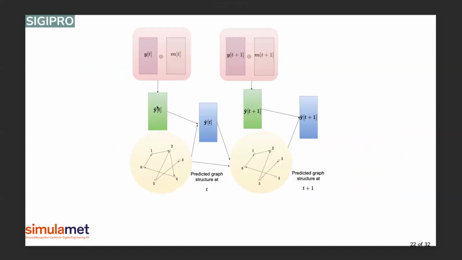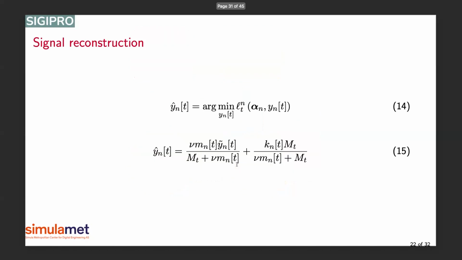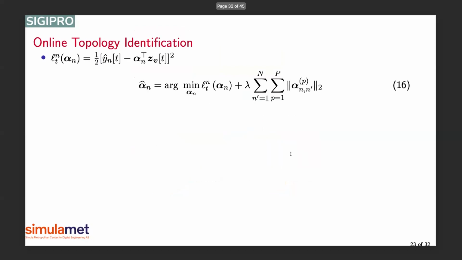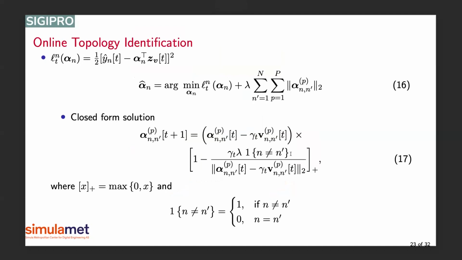So if you see, at time t, we have the observation and the prediction from the previous time step. Our goal is to reconstruct the signal and estimate the graph together, which is a non-convex problem. We convexify it so that it is mutually separable and can be solved alternatingly, where we have two problems. One is signal reconstruction, and second, topology identification. For the signal reconstruction part, we have a closed form solution as equation 15, and for topology identification, we have a similar structure as the problem I stated earlier.